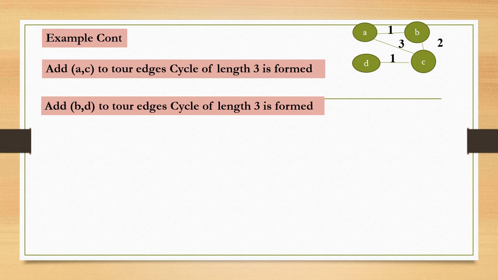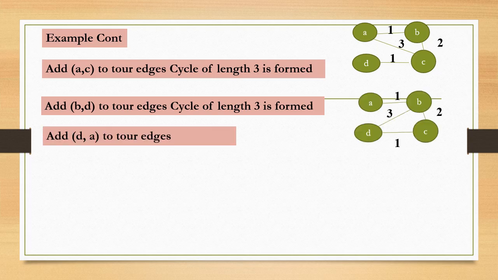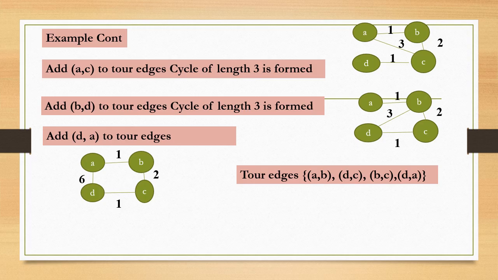If BD is added, what happens? The degree of vertex B becomes 3, so that will also be omitted. Then finally, I have DA. When DA is added, none of the vertices gets a degree of 3. Finally, since I have visited all the vertices or cities in my graph, I can go back to A. So now the cycle formation is acceptable. Before visiting all the cities, I cannot have a cycle. So the tour edges are AB, BC, CD and AD using this heuristic algorithm.